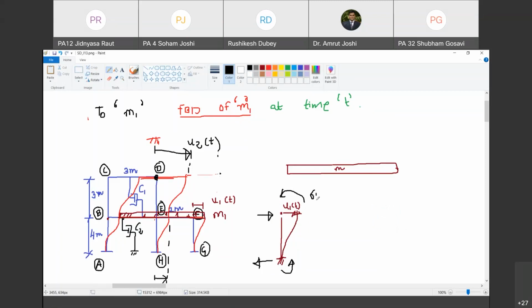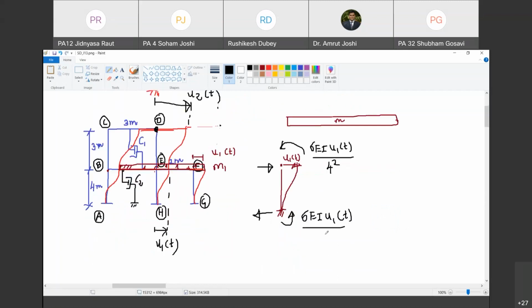So it is 6 EI delta upon L square, where delta is u1 of t. Are you with me? Yes. What is L? L is 4 meters for the first story columns, the ground story columns. It is upon 4 square. And this is also 6 EI u1 of t upon 4 square. Do you agree with me? Yes. Okay.